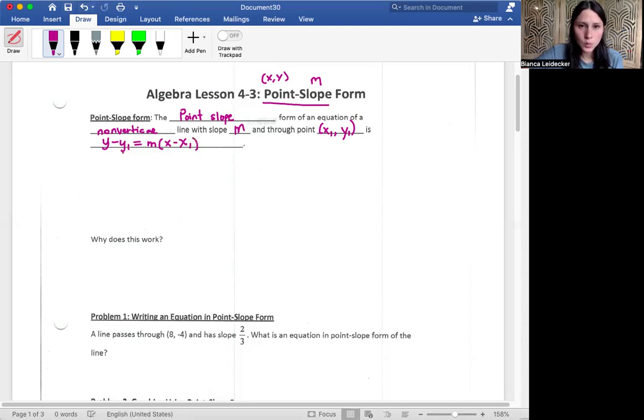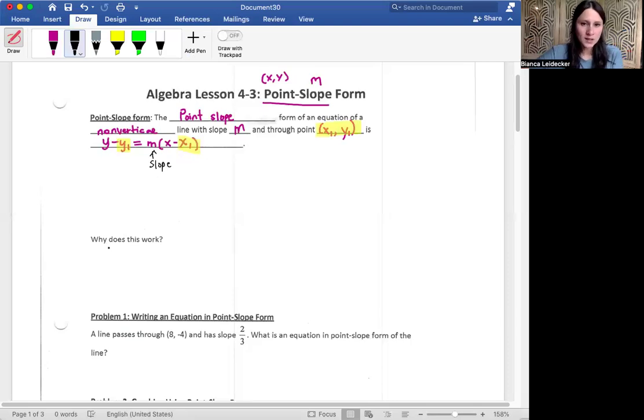Okay, so this 1 right here, I'm going to highlight it, is the point that you're identifying. So you're identifying one point and you're classifying the slope as well as one of your coordinates from a specific point.